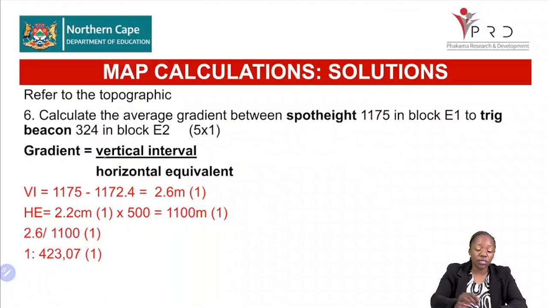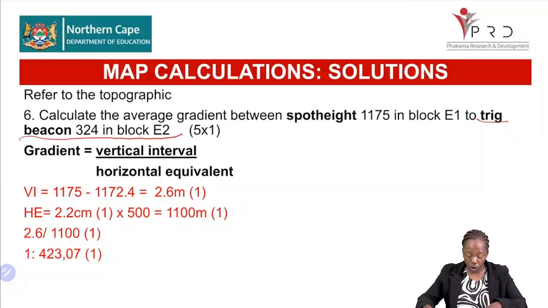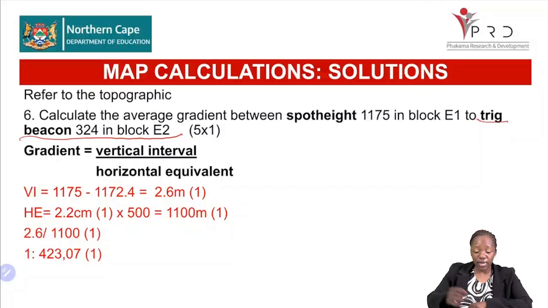You do not use the trig beacon 328 because a trig beacon is not a spot height, but that trig beacon was the indication of where you're going to get the second spot height. So what you do, you locate this trig beacon, which is in block E2. So you go to block E2 and you see that trig beacon 324 has a spot height of 1174,4. So what happened is you then take the bigger, you minus the smaller, so that again you do not get the negative answer.